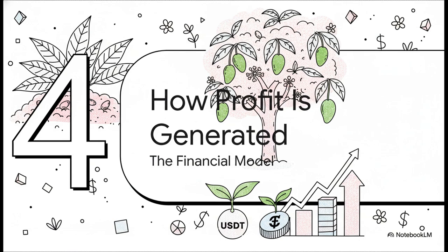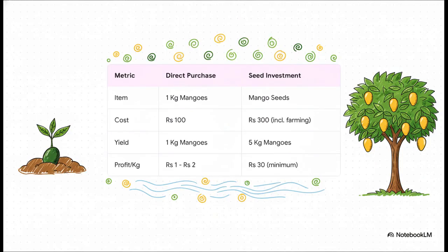Okay, so getting that analogy is super important because it's the key to understanding how this model supposedly generates a profit. Let's actually look at how the numbers are supposed to play out. This table from the source really drives home the claim difference. If you just buy and resell a kilo of mangoes, maybe you make 1 or 2 rupees in profit. But if you invest in the seeds to grow 5 kilos of mangoes, you could be looking at a profit of at least 30 rupees per kilo. That's a dramatically different return.